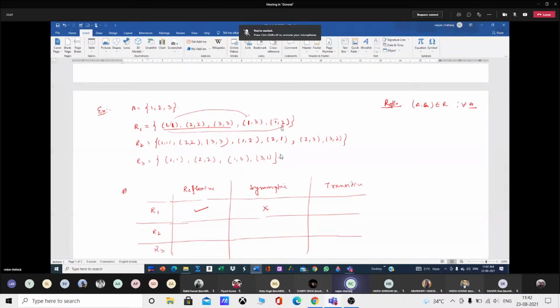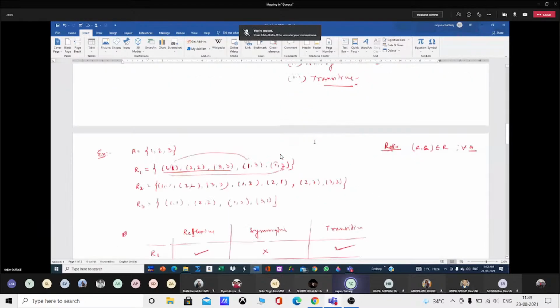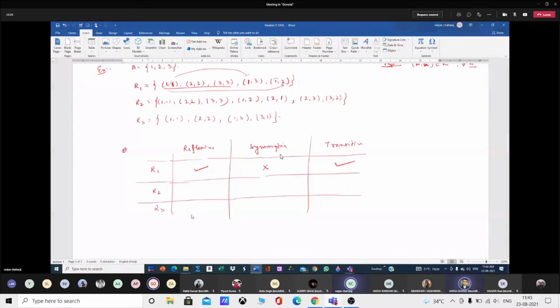Okay. Next. R1 is reflexive and transitive. The second one is R2. What is R2? It is reflexive. Then symmetric.